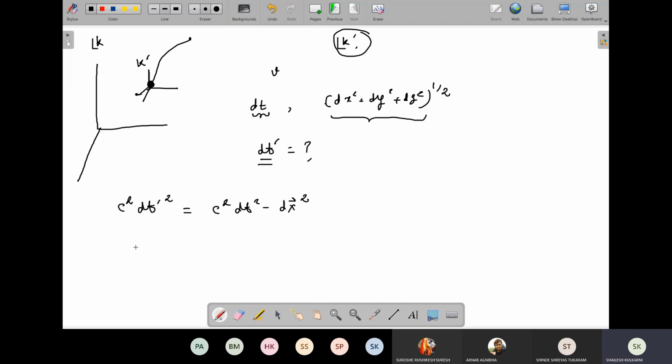So dt prime will be equal to dt times, dividing by dt and taking c square common and cancelling, the square root of 1 minus v square by c square, since dx by dt is v.